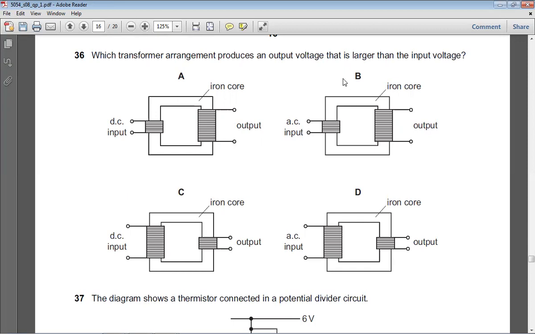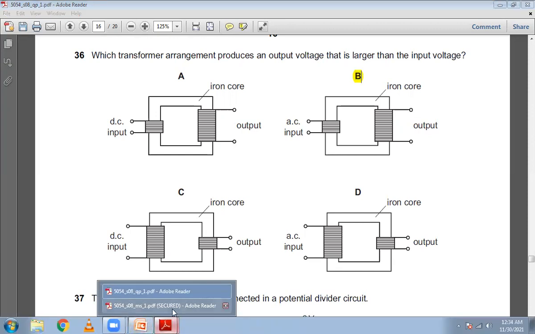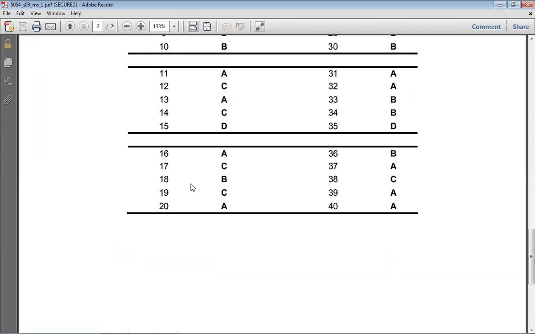So I think B looks the best option, sir. Here you have alternating current, and the number of turns on the secondary coil is larger. So the output voltage will be larger. So I think for question number 36, B is the answer. Yeah, question number 36, B is the right option, sir.